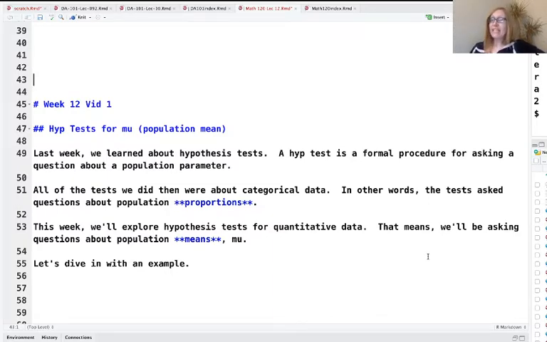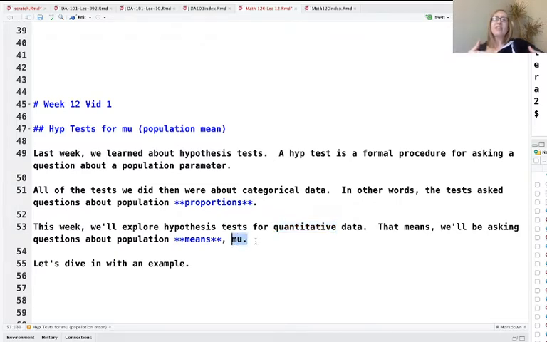We've been talking about hypothesis tests, and last week all of the hypothesis tests that we did were for categorical data. In other words, for proportions. We did tests to answer, do we have evidence that the proportion is bigger than we think it is, or smaller, etc. This week, we're going to do the same technique, but for quantitative data. So in particular, we'll be asking questions about means. Do we think the mean is bigger? Do we think the mean is smaller? Etc., etc.